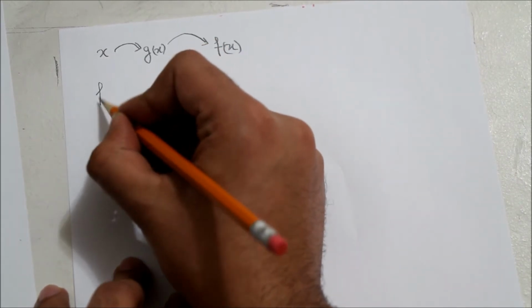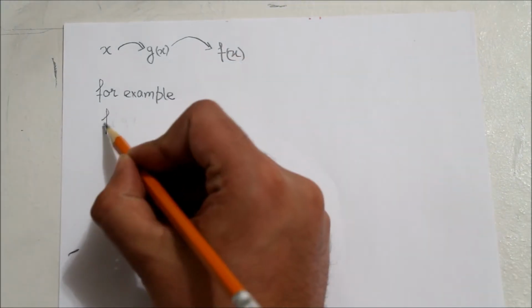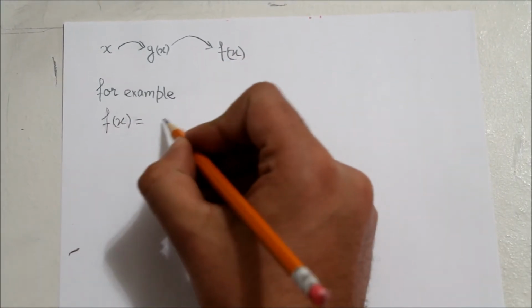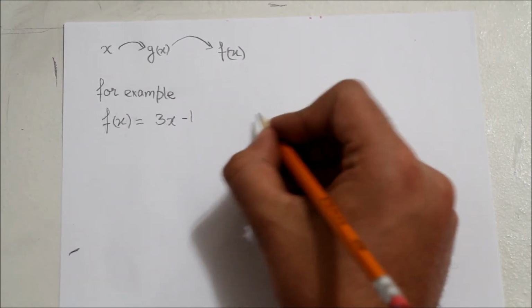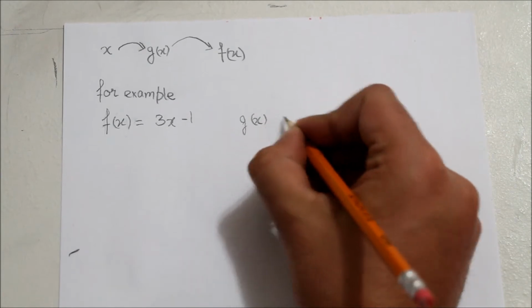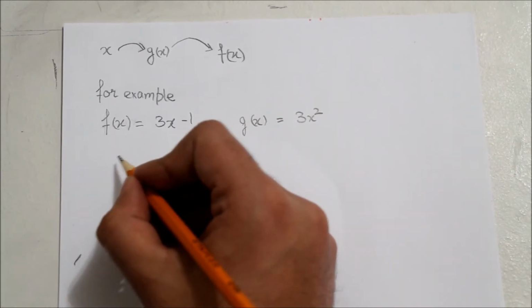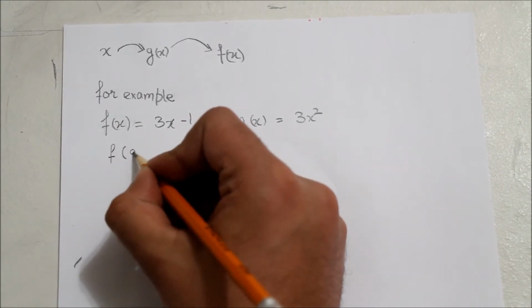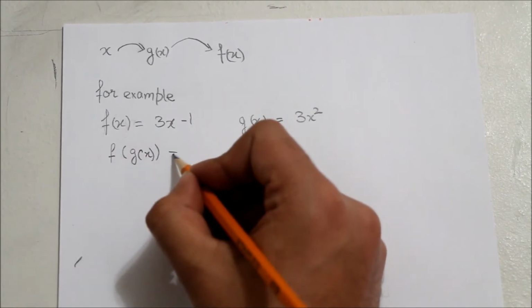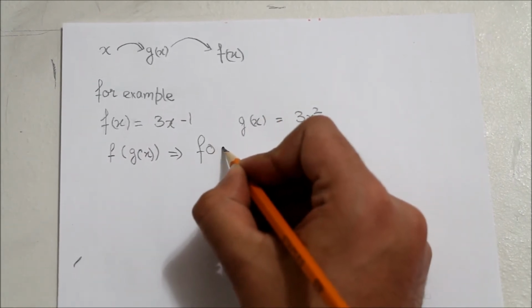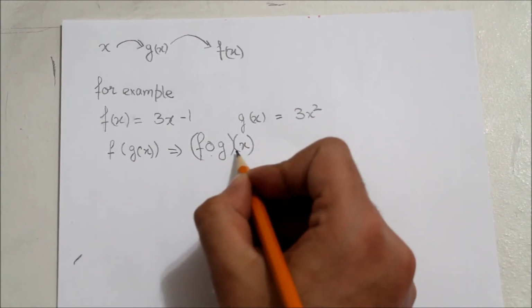So for example, f of x equals 3x minus 1, and we have another function, g of x equals 3x squared, and we're supposed to find f of g of x. It can also be written as f circle g of x. Looks like fog, but it's f of g of x.